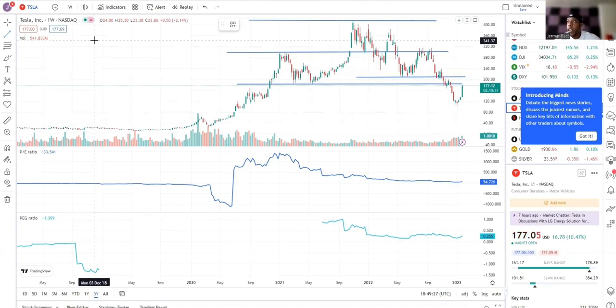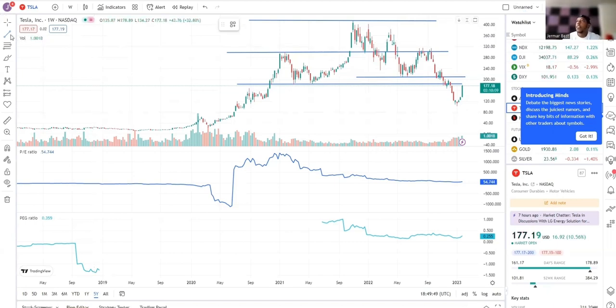Whenever you're analyzing charts, you want to look for trends, patterns, and formations, right? So first of all, a trend. What is a trend, right? A trend lets you know the direction in which the stock is moving, if it's moving up or if it's moving down. You have primary trends, you have secondary trends, and you have minor trends.